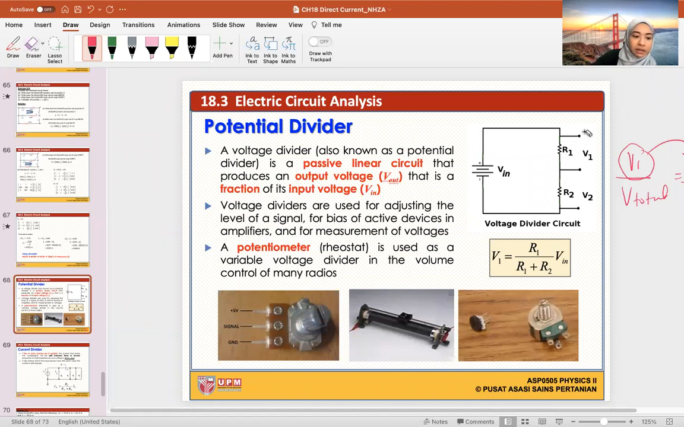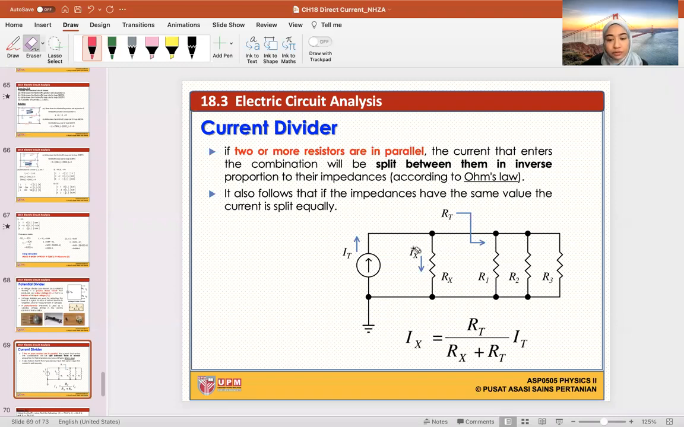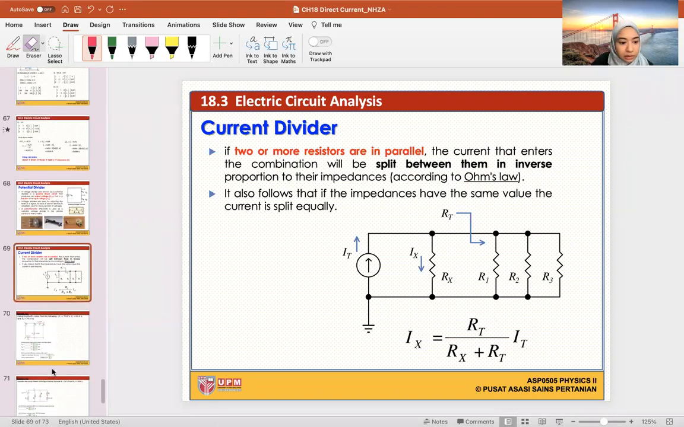This is potential divider. Whereas for current divider, you want to find Ix. But what you are inputting in your resistor is anything that is not Rx. So anything that is not Rx is R1, R2, R3. So this is your RT, okay? Over Rx plus RT. I forgot to check back on this one. Times the IT. IT is your I total. Ix is what you're trying to find. Again, the ratio is whatever that is not Rx. Okay, so it's RT over total. Okay, later we can try it in an example.